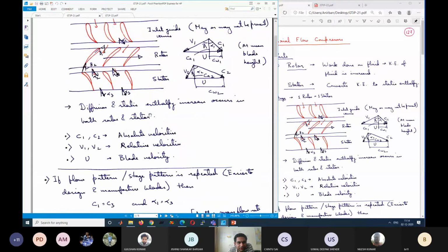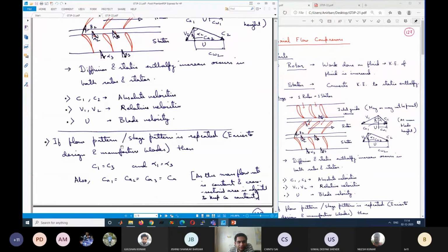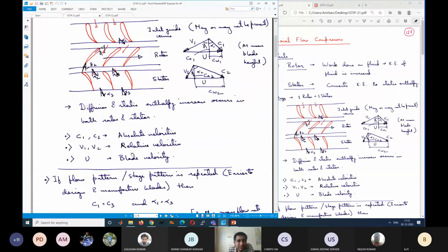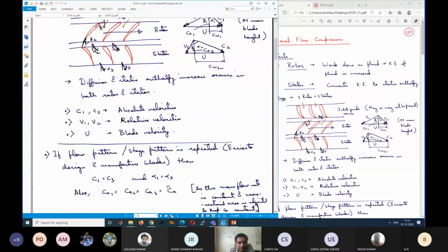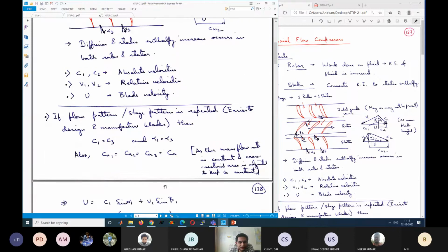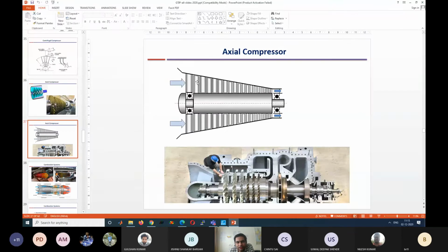Okay. So we denote all the absolute velocities by C1, C2 and relative velocities by V1, V2. And these things we have already noted. We have also designed it in a way so that the axial velocity remains constant, and we will call it CA. Okay. So the cross-sectional area is changed in such a way that for the constant mass flow the axial velocity remains constant. And you can notice the cross-sectional area change here. So mass flow remains same, axial velocity remains same.